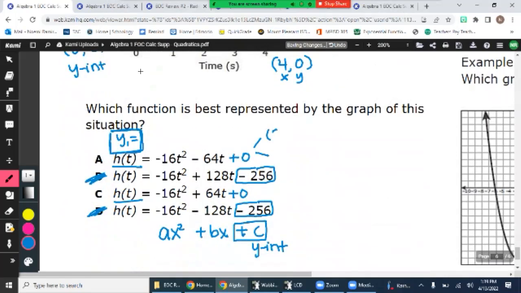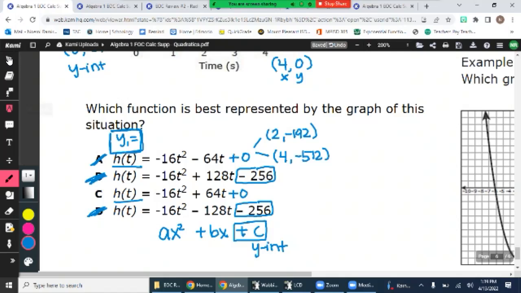It gave me 2, negative 192 instead of 264. It gave me 4, negative 512 instead of 0. And that's not what I'm looking for. That's why I'm getting rid of A. Are we okay with that?